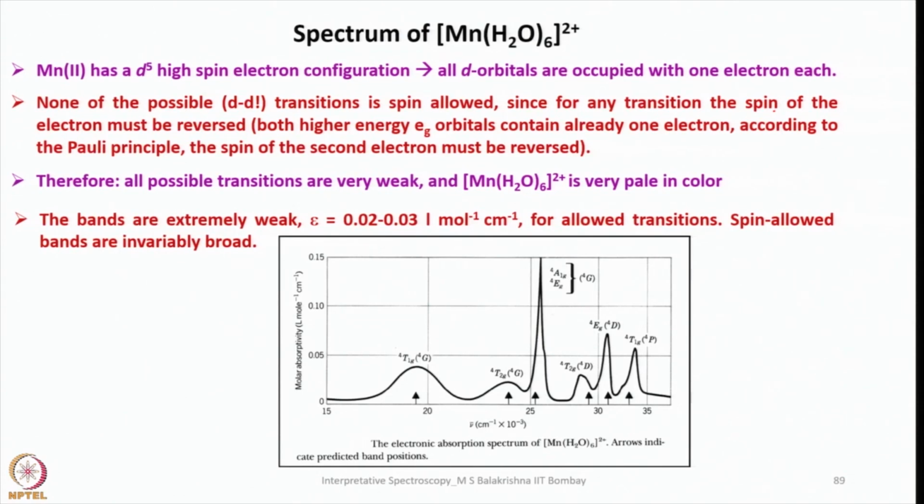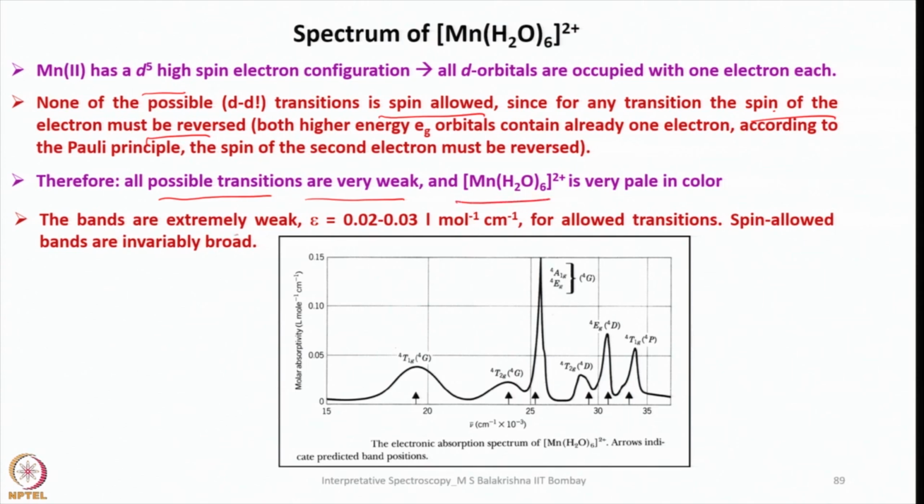If you look into the spectrum, this is how the spectrum looks for hexaaquamanganese 2 plus. Manganese 2 has a d5 high spin electronic configuration. All d orbitals are occupied with one electron each. So none of the possible d-d transitions is spin allowed, since for any transition the spin of the electron must be reversed. Both higher energy eg orbitals already contain one electron. According to Pauli's principle, the spin of the second electron must be reversed.